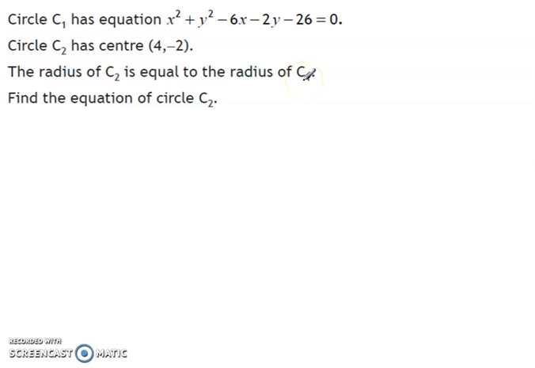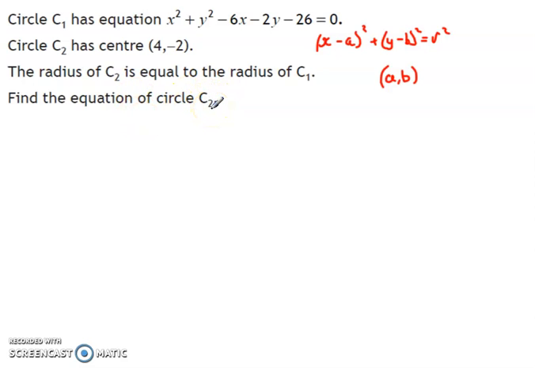So this question here, which is Higher Paper 1 question 3, involves the equation of a circle. Now what we have to remember to begin with straight away is what the equation of a circle looks like. That's given by x minus a squared plus y minus b squared equals r squared. Now in here, the r is the radius and the a and the b come from the centre of the circle, a comma b. Now this one wants the equation of circle 2.